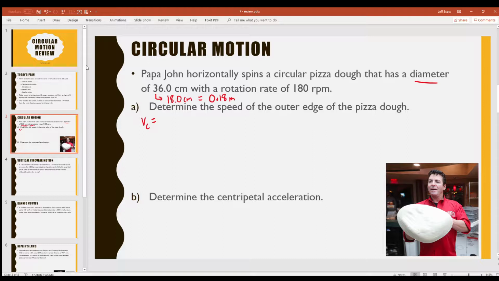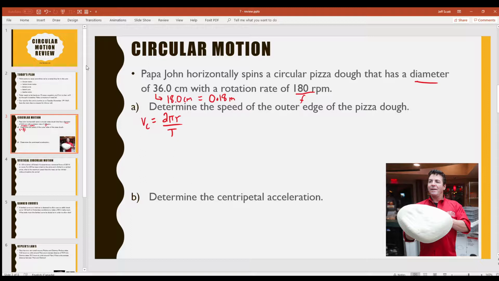So we know a radius, and we know a frequency, and a frequency doesn't actually get used in any of the formulas that we've covered so far, but it can be turned into something called a period. The reason this is important is we have VC is 2 times pi times the radius divided by the period. So if we could figure out what the period is, which is related to the frequency, we would be able to use this equation directly to solve for VC.